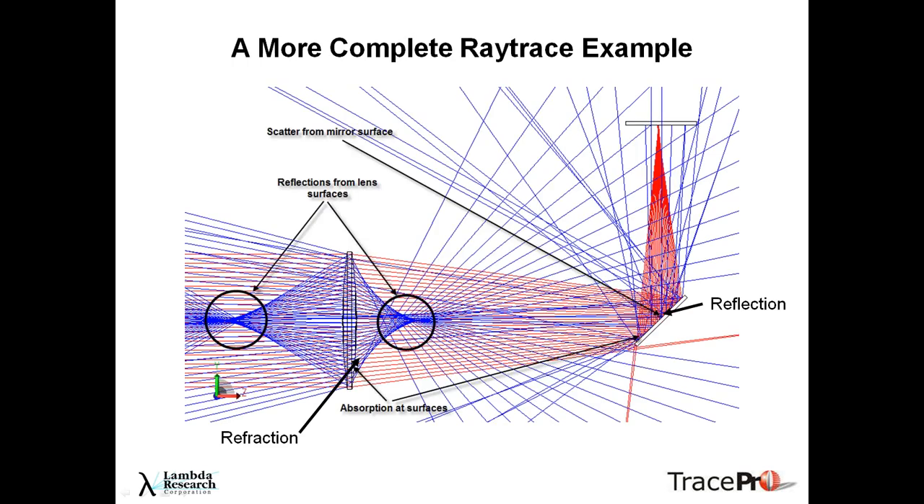Here's something that's a little more close to reality. We're seeing reflections back from both the front and back surfaces of the lenses, causing ghost images. We're seeing refraction, absorption at the surfaces, scatter from the mirror surfaces here. So there's actually a lot more happening in the ray trace than what that previous slide showed with just rays being focused and then reflected. So this is where programs like TracePro really come into play for modeling all of these additional effects.